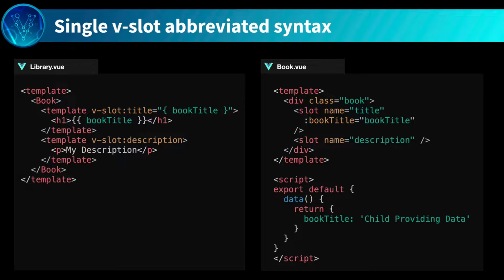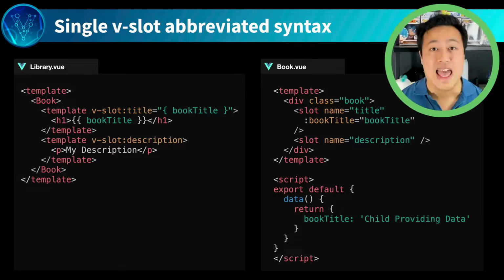As a result, because this isn't immediately intuitive, I personally recommend just sticking with template blocks even if you only have one slot. And with that, you're now fully equipped to use scope slots inside of your Vue.js apps while understanding some alternative syntaxes you might encounter in other codebases. See you in the next lesson.